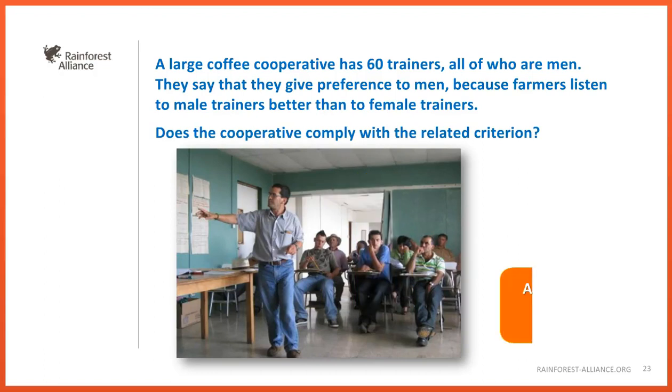The answer is no. Criterion B 1.12 requires that equal opportunity is provided to women. This cooperative does not hire women as trainers because of their gender, so it does not comply with this criterion.